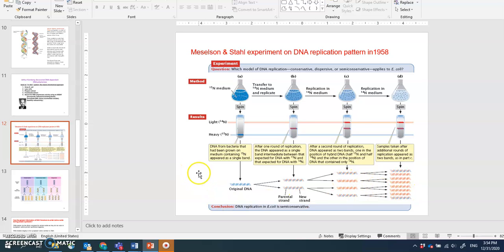So how was that discovered? So this is the experimental setup. Okay, they used a radioactive isotope, N15 in this case, and then switched the medium containing N15, so 14 and 15. Okay, so originally the entire DNA will be labeled with N15 first. Okay, and then when the replication happens, they will switch over to N14, right?